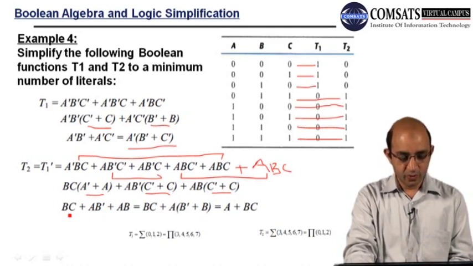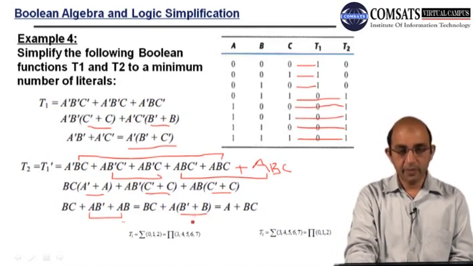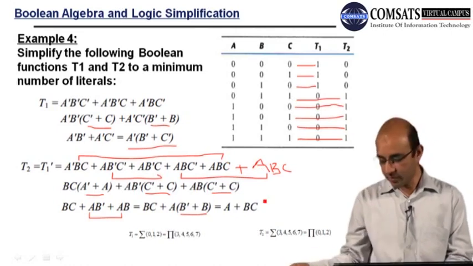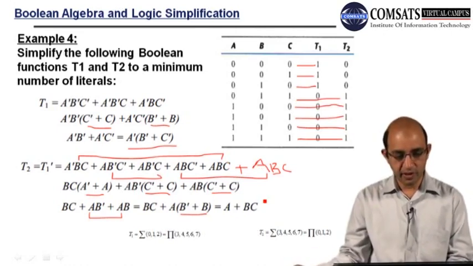So BC, AB bar plus AB, and we can take A common from this. So this is B plus B bar, this is one, so BC plus A. So we have simplified this expression, and they have the same impact, they have the same functionality, right?